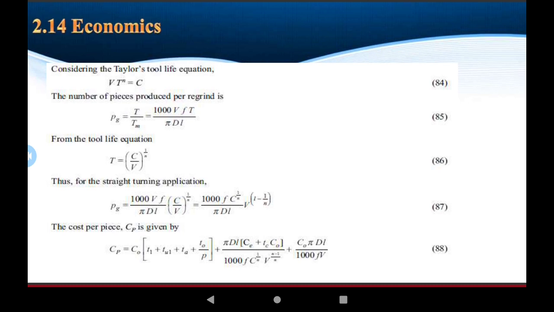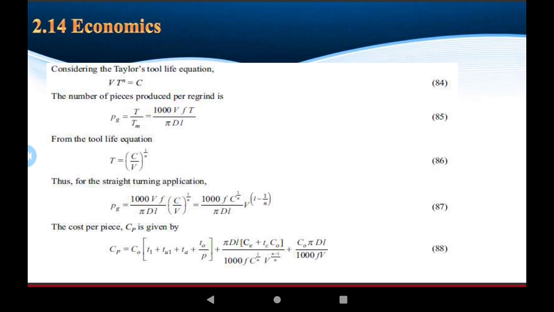Putting the value into the above equation for P in C naught: cost, T1 is the loading time, T U1 is the unloading time, and T is the time of the stretching. T naught by P is a constant, plus pi d L into Ce plus Tc and C naught, upon 1000. We have C to the power 1/n, V to the power (n minus 1)/n, and plus C naught pi d L upon 1000 F V.